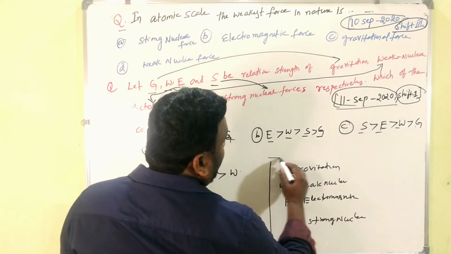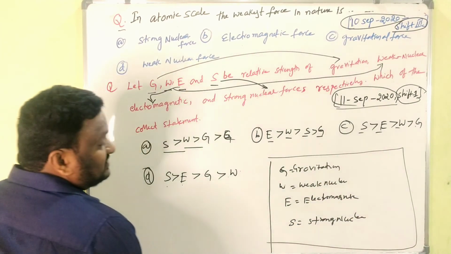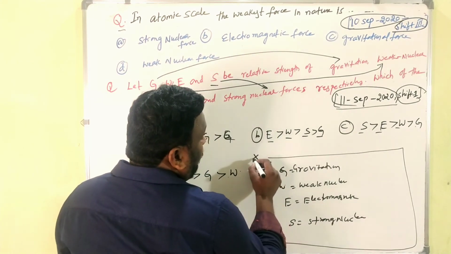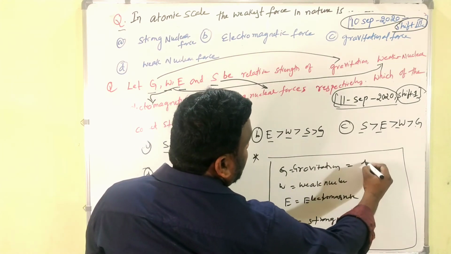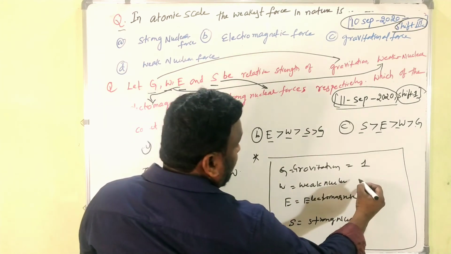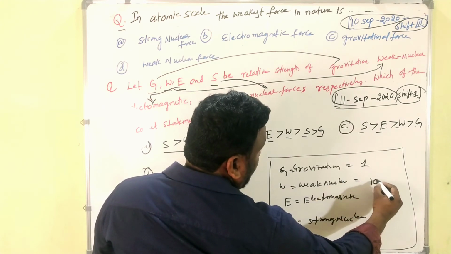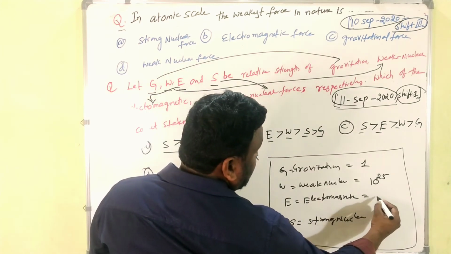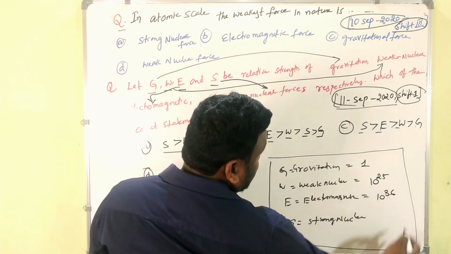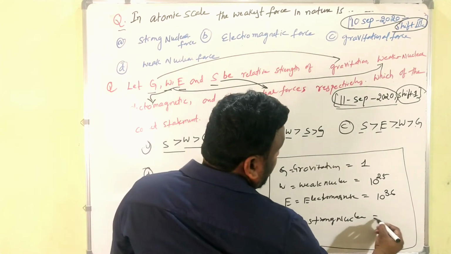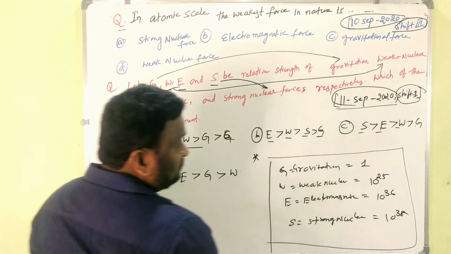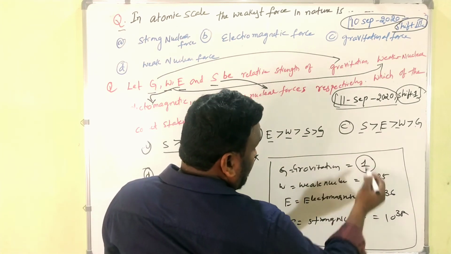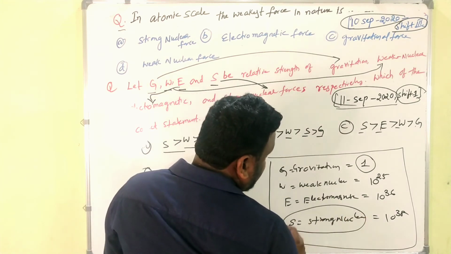We have to write the order, ascending order or descending order. He was asking for descending order here. To write that, you have to simply remember that gravitation order is 1, weak nuclear force is 10^25, electromagnetic is 10^36, and strong nuclear force is 10^38. So gravitational force is the least one and strong nuclear force is the highest one.